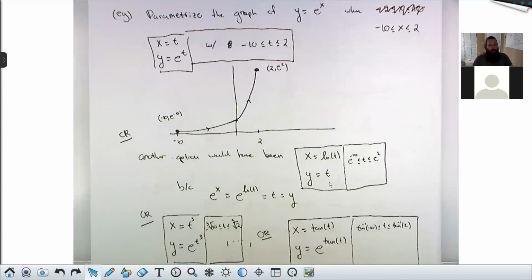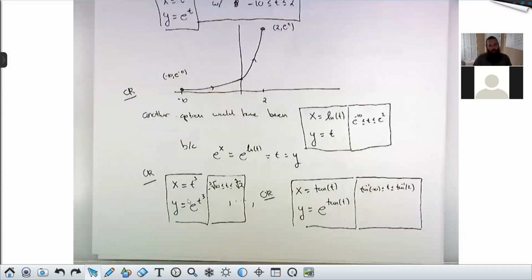Another way to do that, I could have chosen x to be the natural log of t, my free choice. And then as t runs from e to the -10 to e squared, x will run from -10 to 2. And if I want this to be the graph y equals e to the x, I need y to be t, because then e to the x would be e to the natural log of t. E to the natural log of t is just t, and so that's my y.